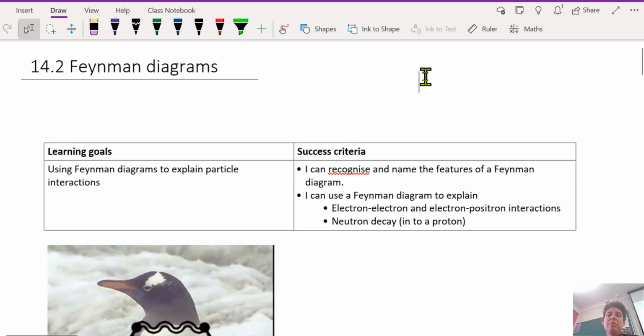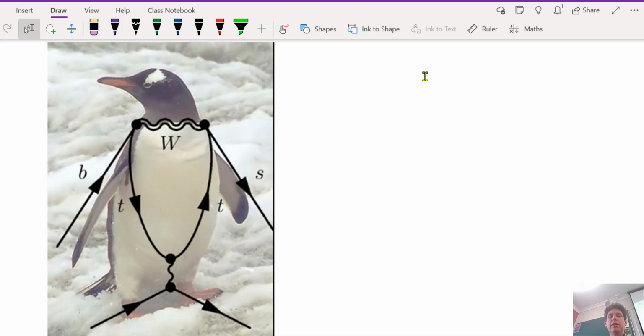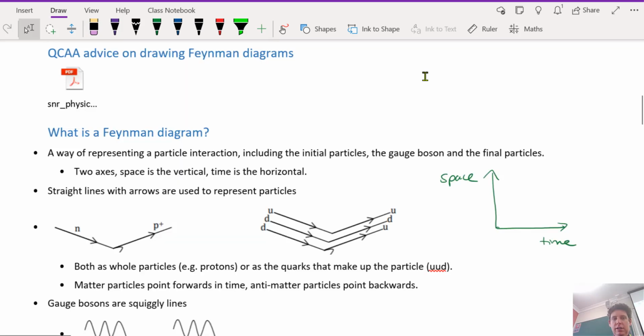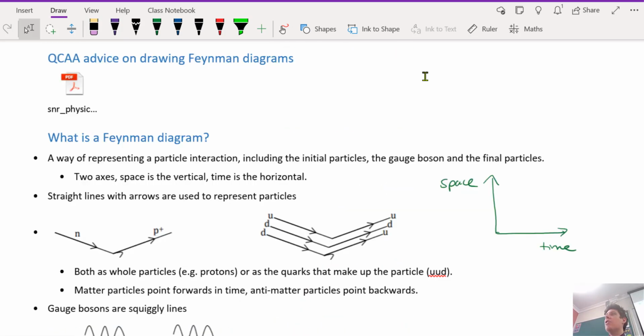Today we're looking at Feynman diagrams. So basically this is a diagram to try and explain what's happening in an interaction. Okay, so we've got a penguin. Hopefully at the end of this you'll understand what that means. This is an example of a Feynman diagram. Most of the time there's no penguins in the diagram. Just some dude thought, oh, let's add a penguin into it.